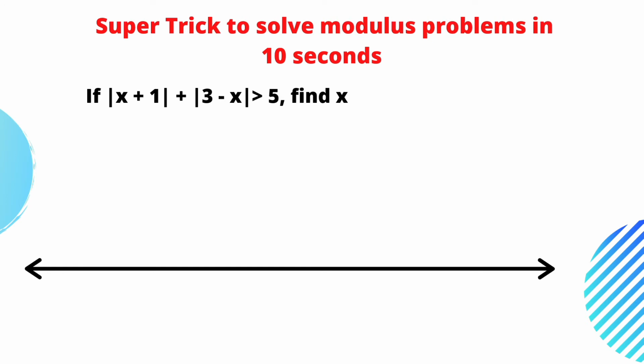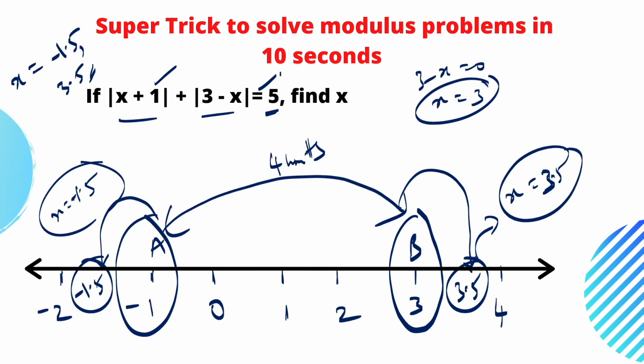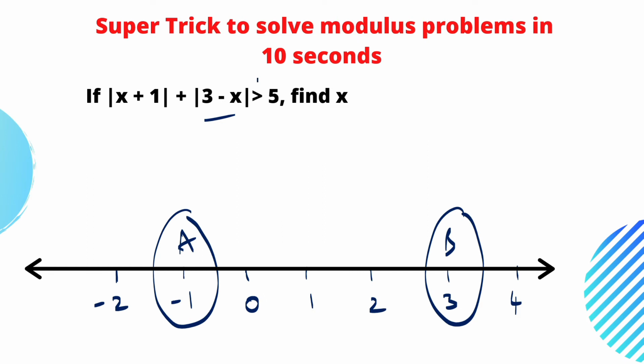So let us move on to this. If modulus of x plus 1 plus modulus of 3 minus x is greater than 5, find the value of x. So again, where is A? A is at minus 1. Where is B? B is at 3. But what is the change? In the previous slide it is equal to 5, whereas in this case it is greater than 5, right? This value is greater than 5.